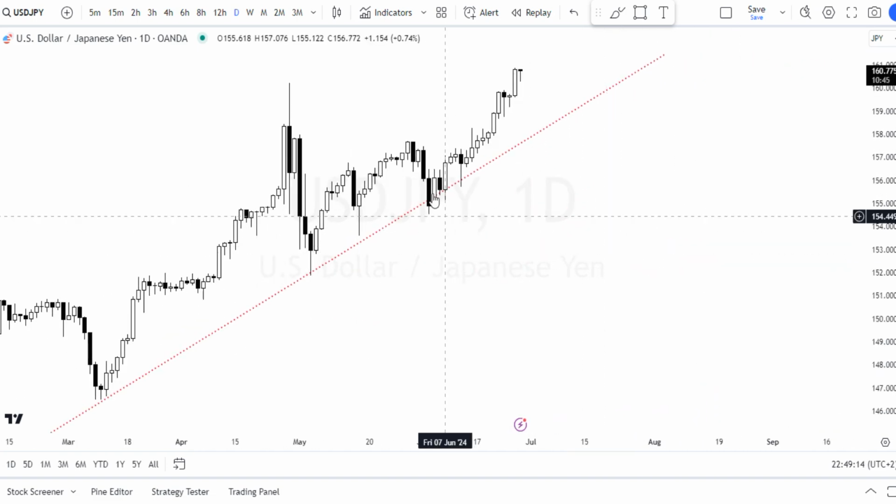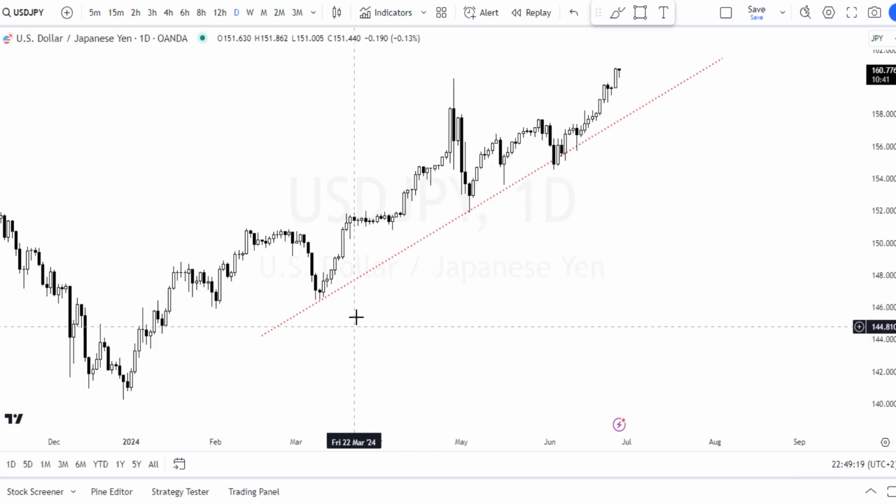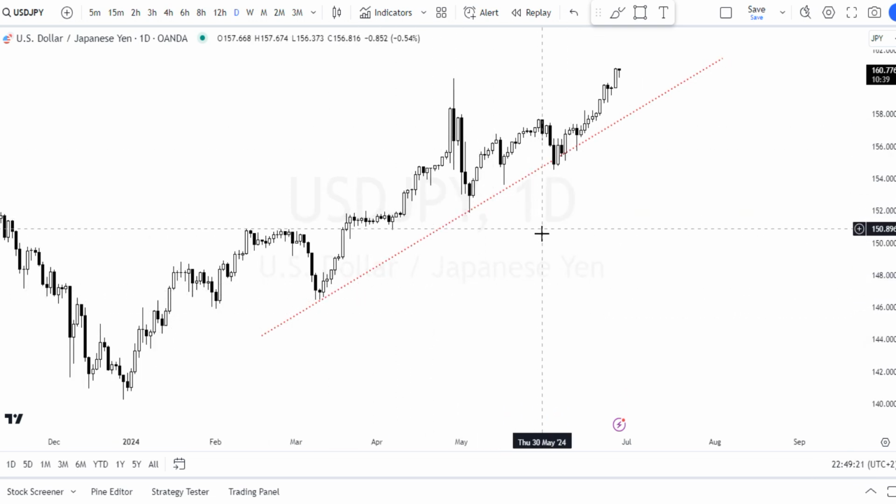Even in the daily chart, if you draw a trend line, it's pretty much the same here. You can see that the trend is going up. It's a strong trend.